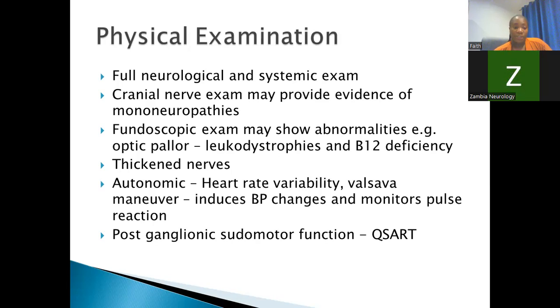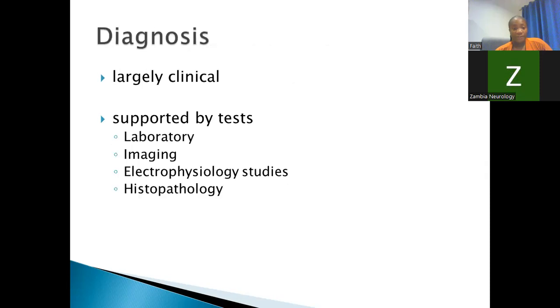Some other tests that you can do for autonomic dysfunction include the QSART, which is a test of the autonomic nerves that are responsible for control of sweating. And so you're exposed to certain environments to see if there'll be any changes in that particular function. And this can aid in determining whether there's autonomic dysfunction or not.